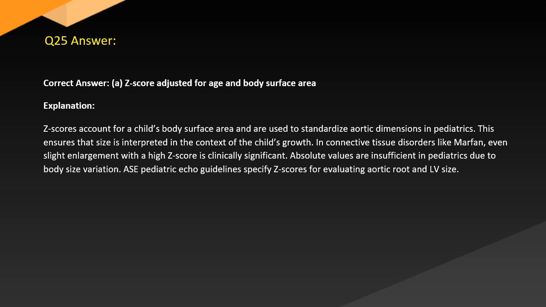Explanation. Z-scores account for a child's body surface area and are used to standardize aortic dimensions in pediatrics. This ensures that size is interpreted in the context of the child's growth. In connective tissue disorders like Marfan, even slight enlargement with a high Z-score is clinically significant. Absolute values are insufficient in pediatrics due to body size variation, as pediatric echo guidelines specify Z-scores for evaluating aortic root and LV size.